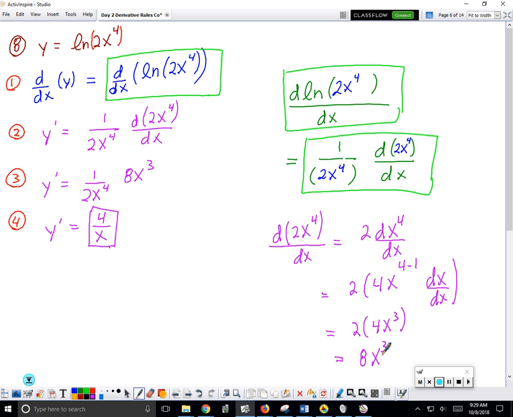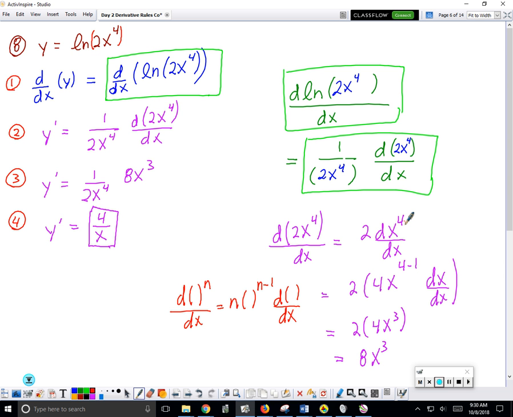Anyone else? Okay, I'm so confused on how to get the dx over dx, this one here. Yeah. So here's the power rule. Okay with that? So right here, I see d dx of x to the fourth.